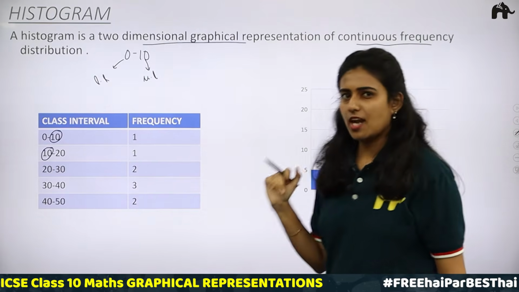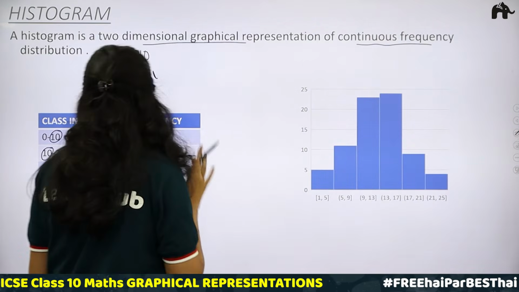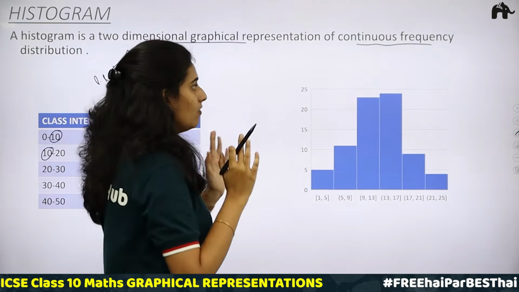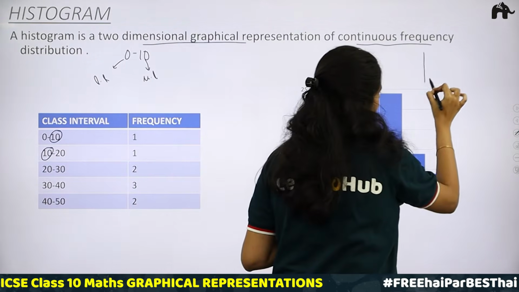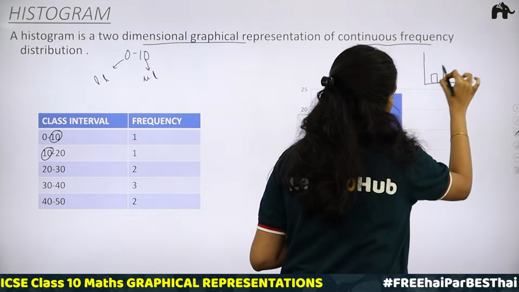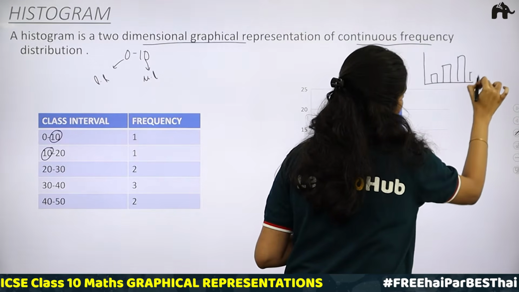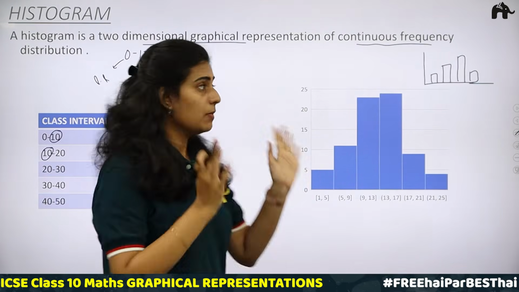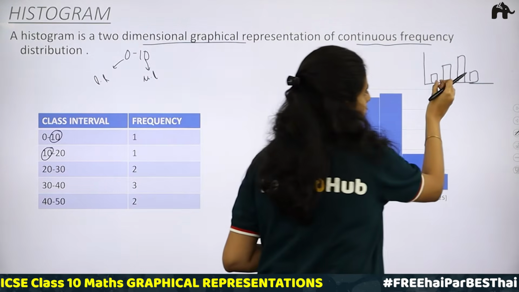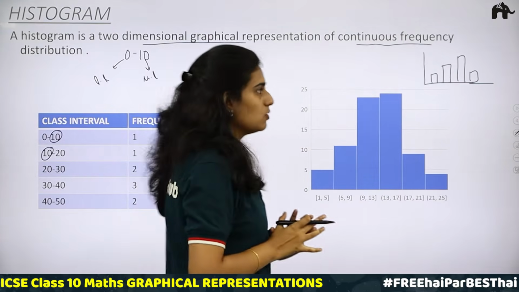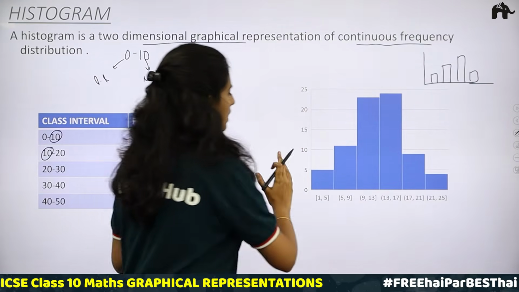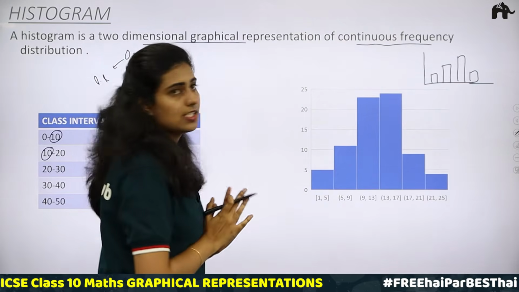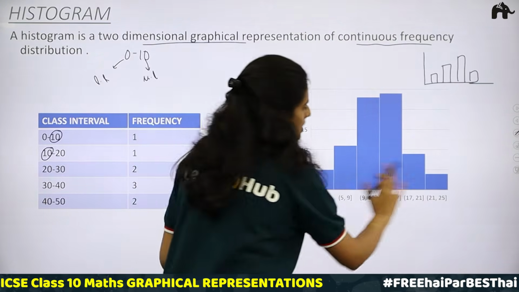Now, you have studied bar graphs. What is the difference between a bar graph and a histogram? This is how a histogram looks like. When you studied bar graphs, they looked somewhat like this. We use rectangles to represent both bar graphs and histograms, but the difference is that in bar graphs you will have gaps present in between. Here this is a continuous representation. So a continuous frequency distribution is represented in a histogram, and this is how it looks.